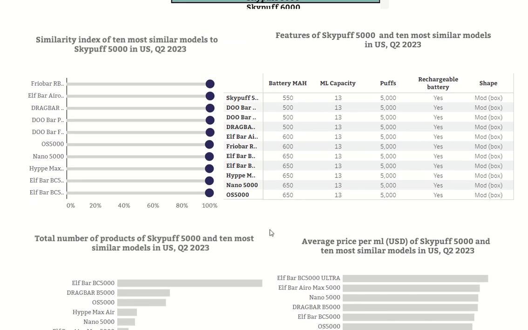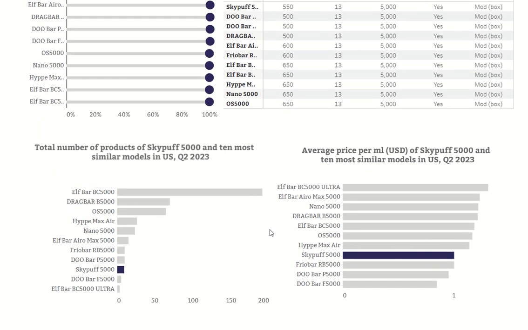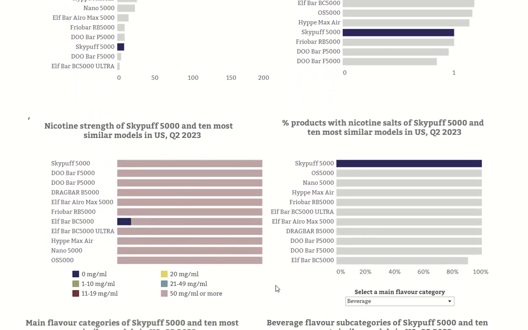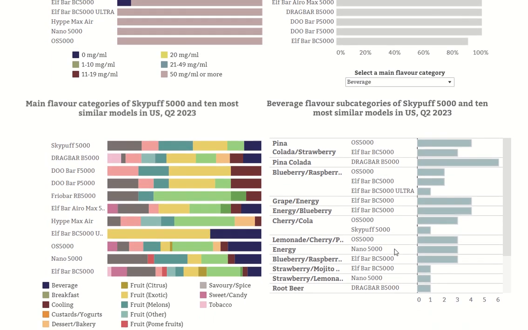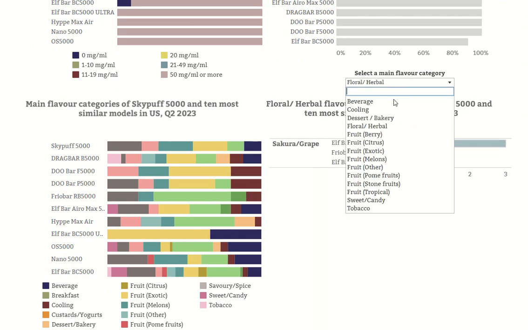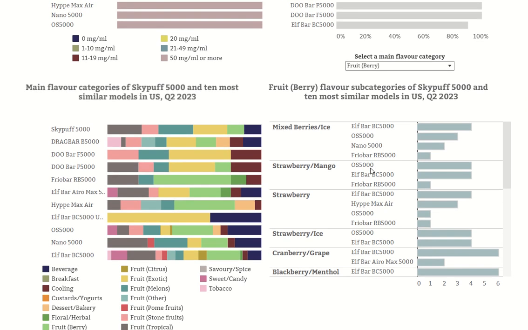This tab also allows the user to compare differences between the selected model and the top 10 most similar models in terms of the total number of products, the average price per milliliter, nicotine strength, percentage of products with nicotine salts, the main flavor categories, and the flavor subcategories, which again can be seen after selecting a main flavor category. So for instance, fruit berry, we can see that 4 different models in the top 10 most similar ones have products whose flavor is mixed berries and ice.